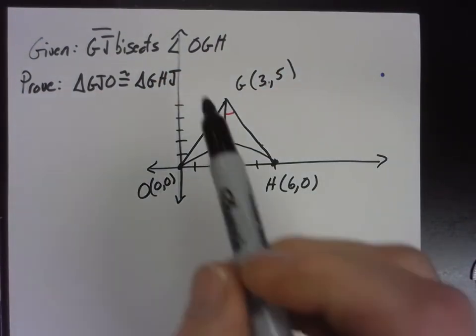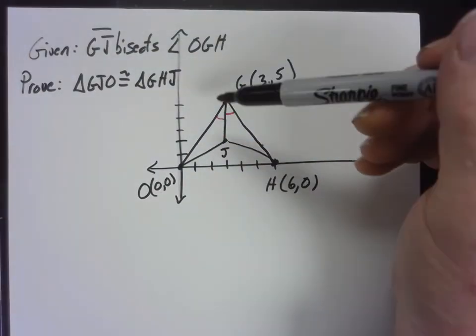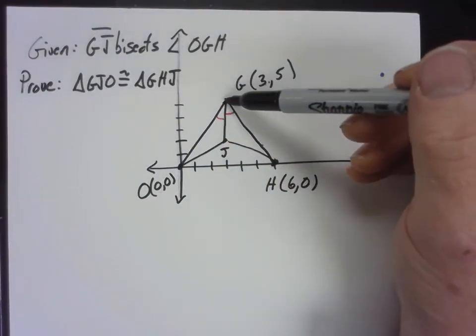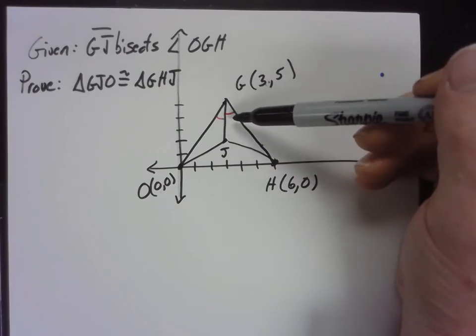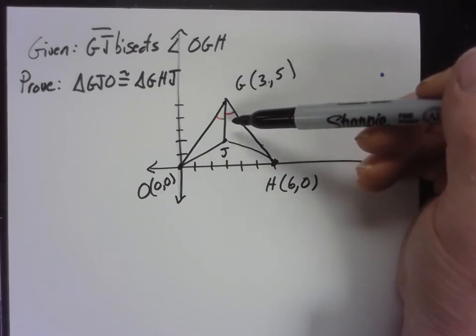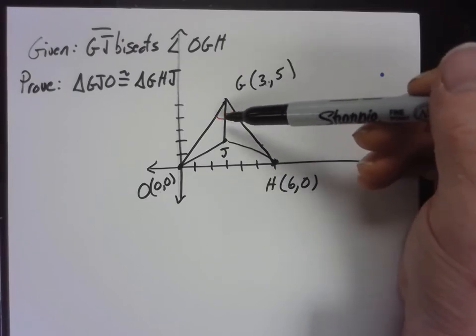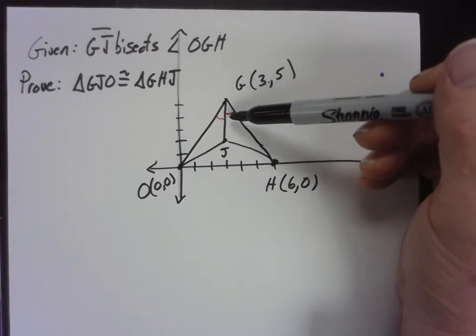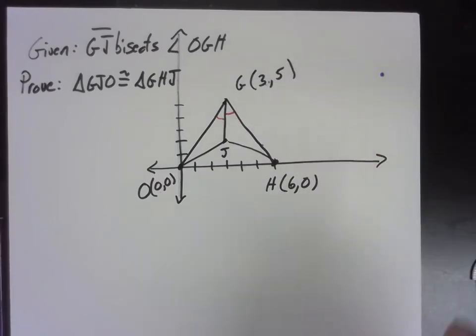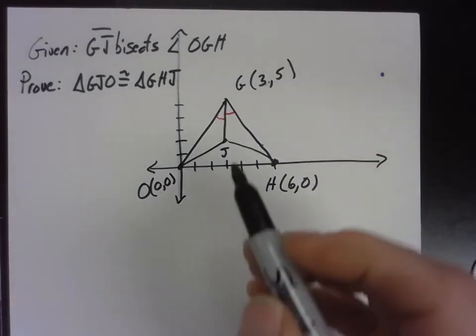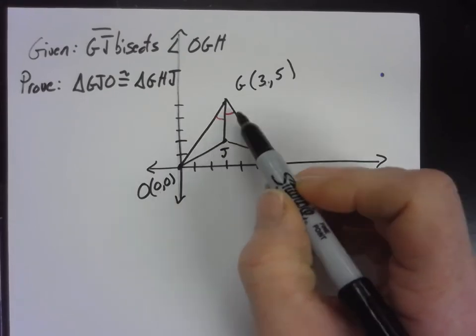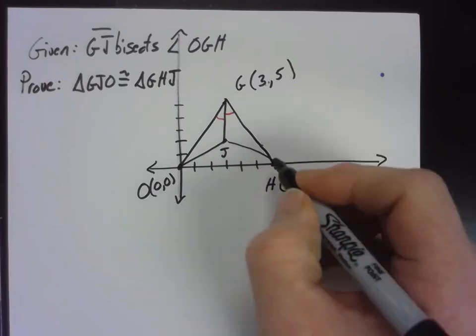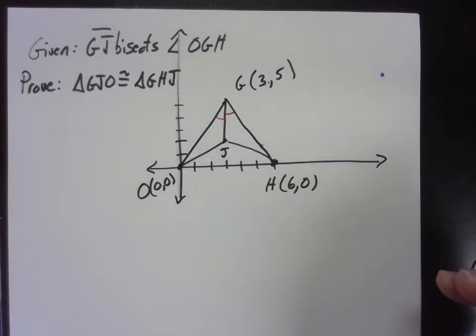Notice when it said that this segment, GJ, bisects the angle, I actually marked those two congruent. Isn't that the definition of an angle bisector, right? Okay, so don't fail to do that. You want to think about that, right? So prove triangle GJO and GHJ here that they're congruent.